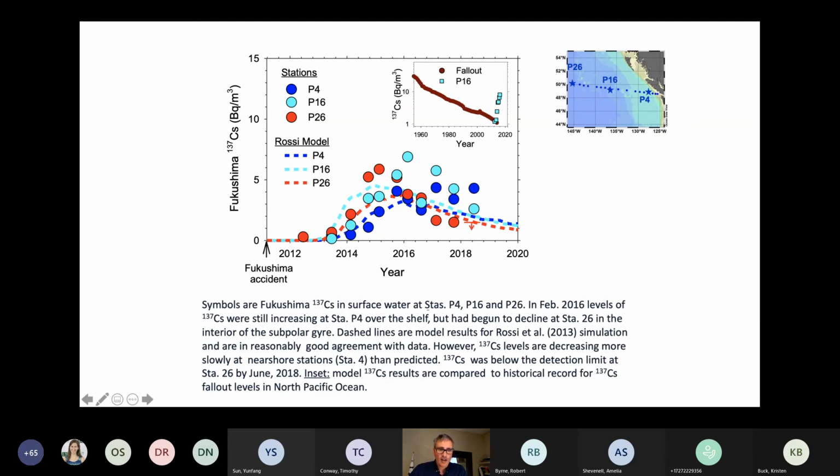And in this blowout panel here, you see cesium-137 from the late 50s at the height of atmospheric weapons testing was around 30 to 50 becquerels per cubic meter, diminishing due to decay and mixing with time. And here are our measurements after the Fukushima disaster showing those levels relative to the weapons testing fallout as we head towards the end of our project.